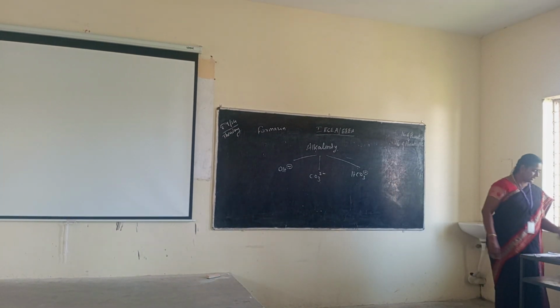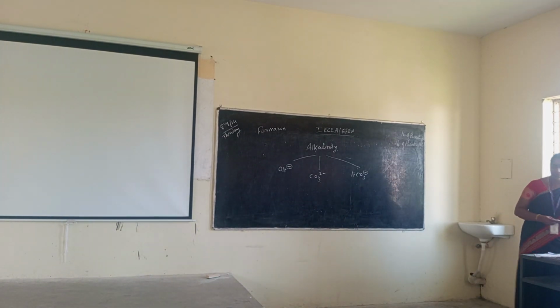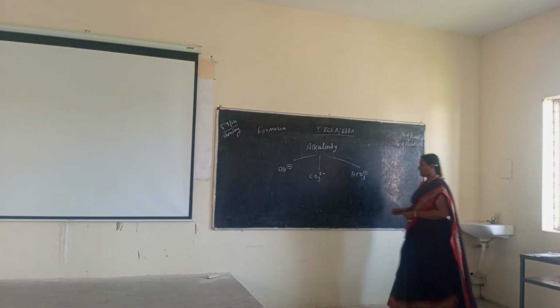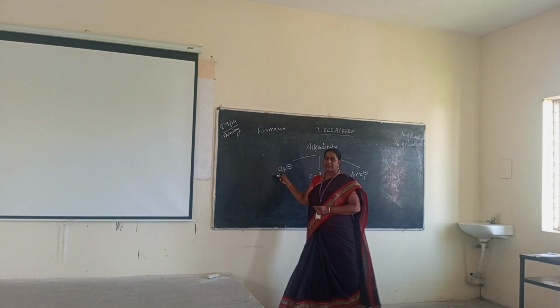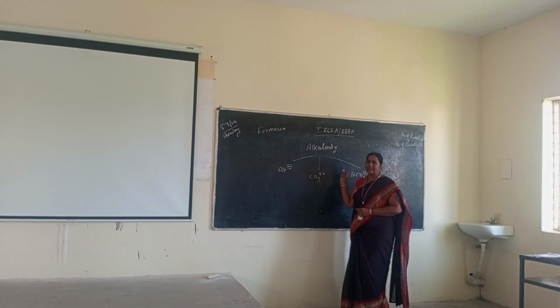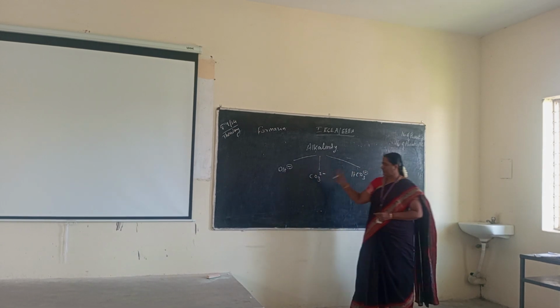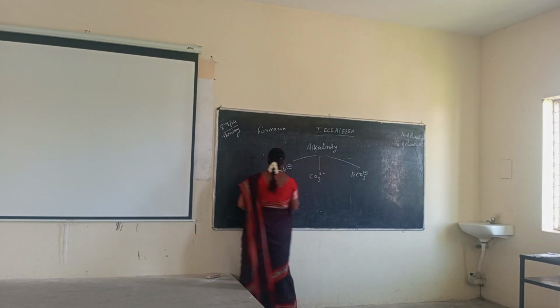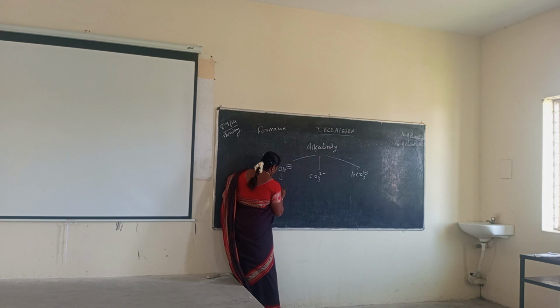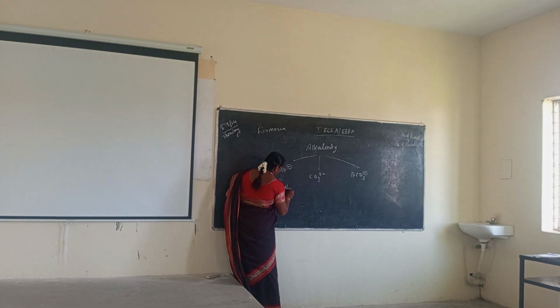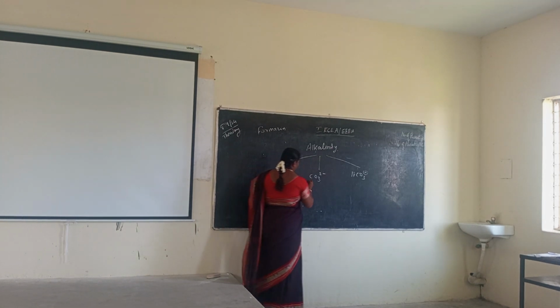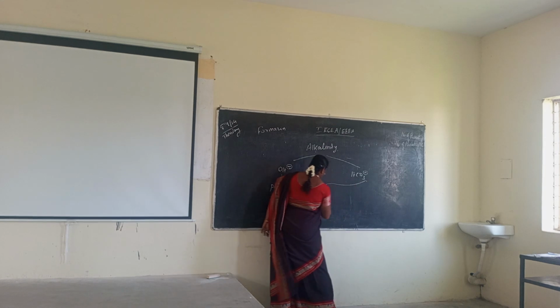So totally there are 3 different alkalinity of the sample. This is the strong alkalinity sample. Both of these are the weak alkalinity sample. For this we have used phenolphthalein as the indicator. For both of these we use methyl orange as the indicator.